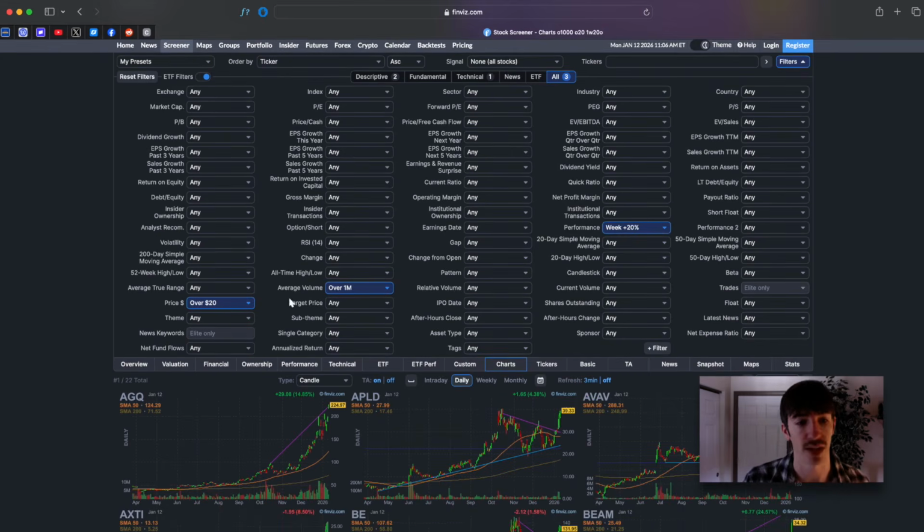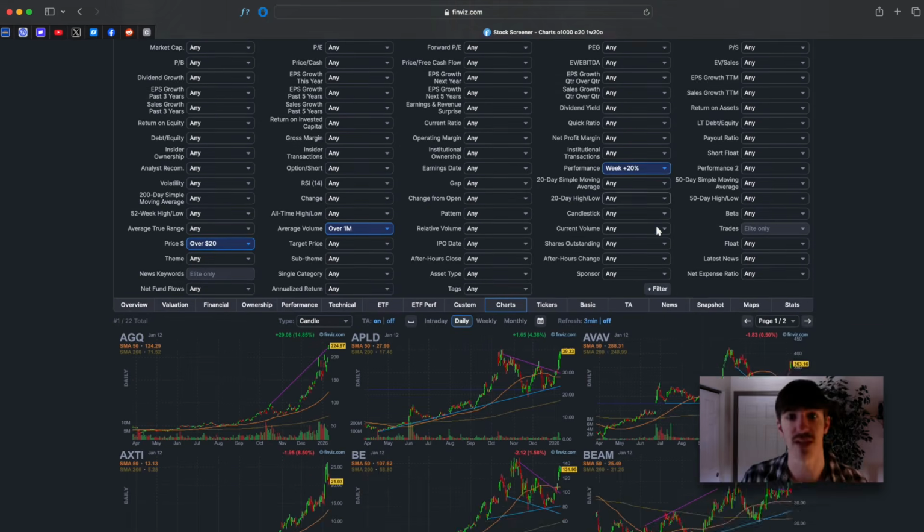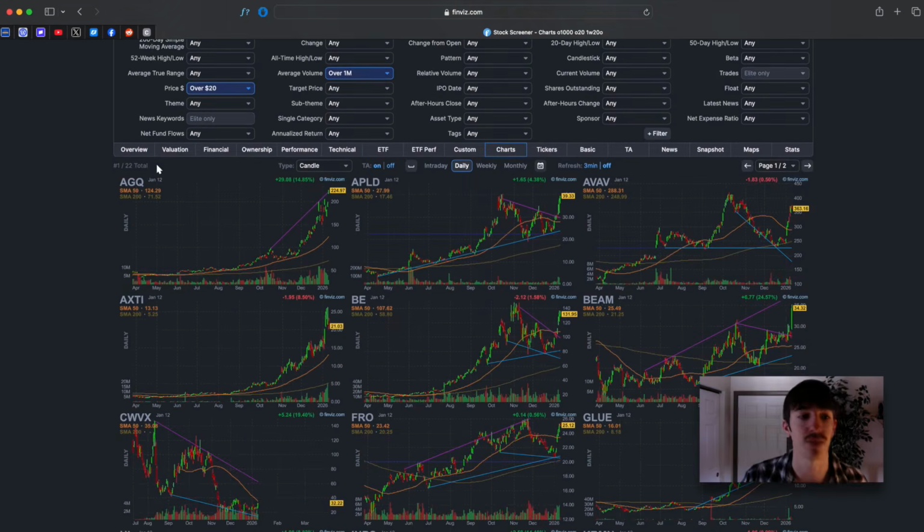And all I've put in here is that the price is going to be at least $20 per share. The average volume is going to be at least 1 million shares. And we want to see the performance over the past week being at least plus 20% higher. Just by putting in those three pieces of criteria, we've narrowed the entire market down to just 22 total stocks. All of these can then be put onto a watch list, and from there, all we would look for would be a tightening of those moving averages before actually finding ideal entries for the trade.